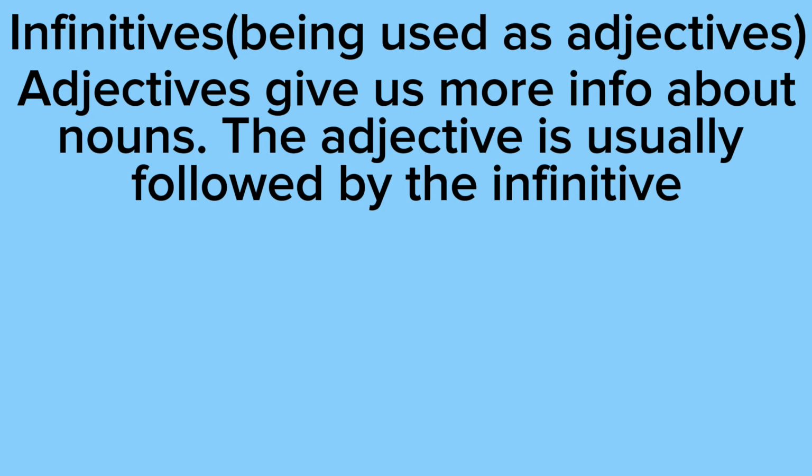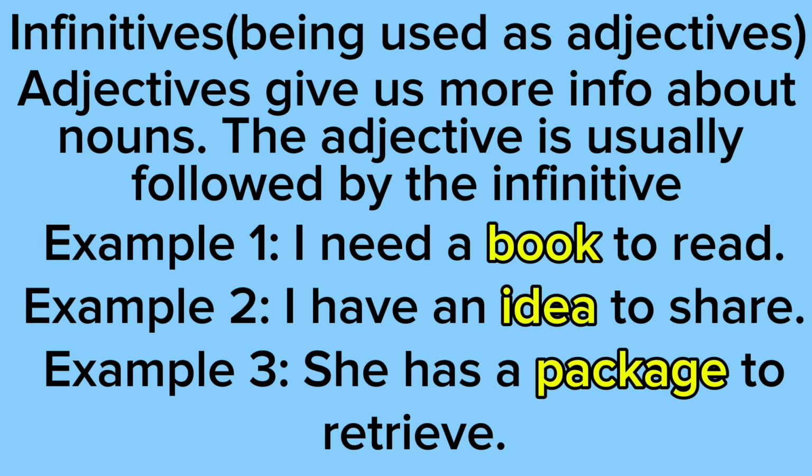Adjectives give us more info about nouns. The adjective is usually followed by the infinitive. Example 1 says I need a book to read. So book would be the noun, and it's followed by the infinitive to read. So to read is acting as the adjective because it's giving us more info about the noun book.